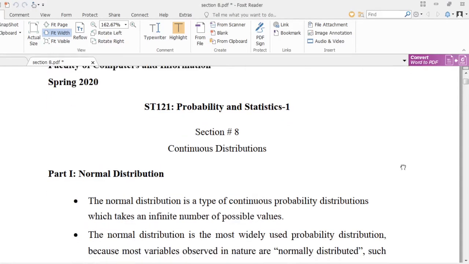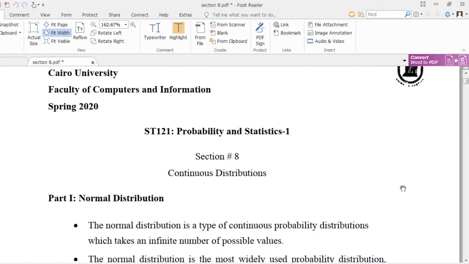Hello. So today we will talk about Section 8. Section 8 is about the continuous distribution. In the last section we took the types of discrete distributions.